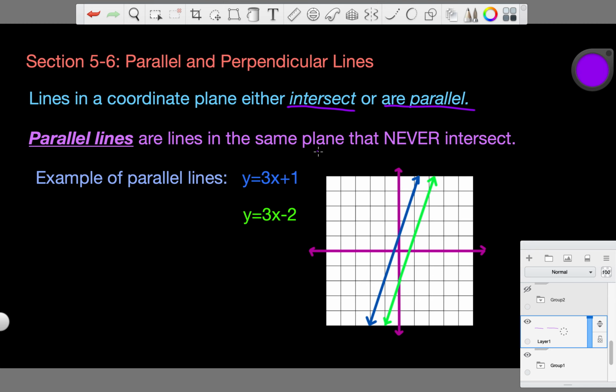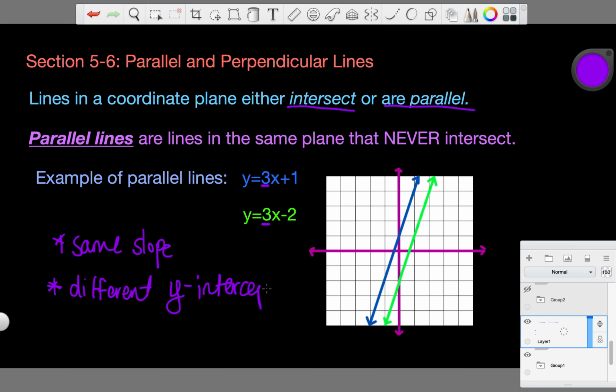So these are two examples of the graphs. y equals 3x plus 1 is this blue graph, and y equals 3x minus 2 is this green graph. You might notice that they both have this 3 multiplied by the x. Well, that's your slope. So a property of parallel lines is that they always have the same slope. If they don't, they're not parallel lines, okay? So they have the same slope, but they have different y-intercepts. So they cross the y-axis at different points. As you can see, the blue one crosses at (0, 1), and the green one crosses at -2.